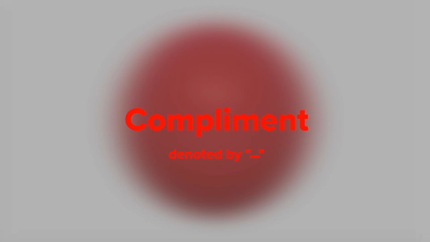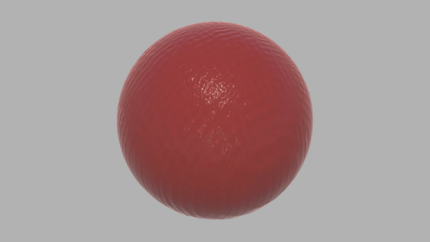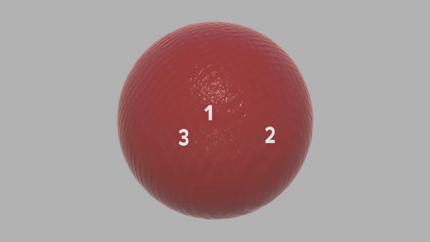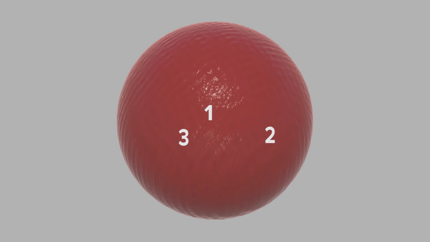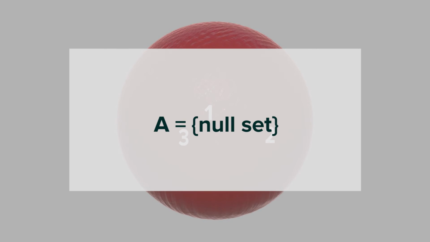Complement is said to work with only one set. It states that the members of the set being complemented are removed. If we have the numbers 1, 2, and 3 for set A, and we look for the complement of set A, the answer will be the null set.